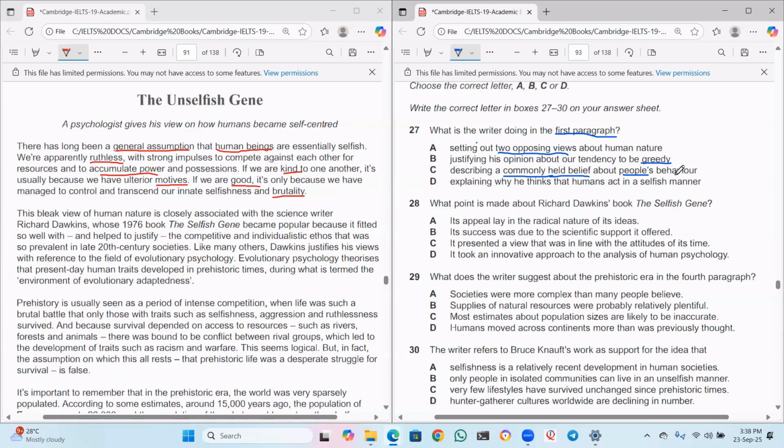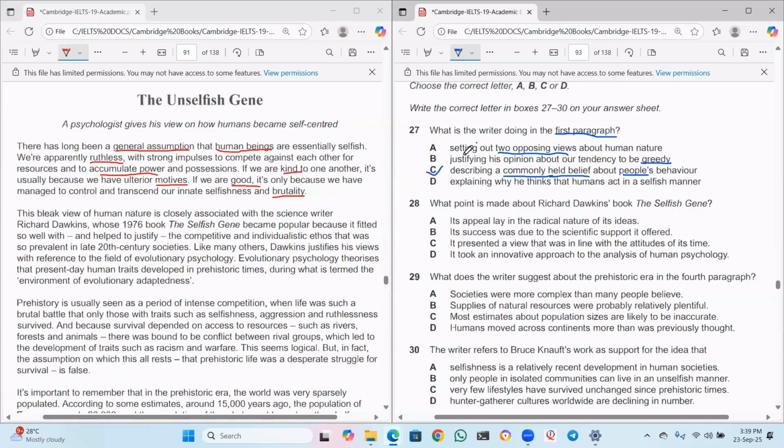He's talking about people's behavior. Here he's talking about being selfish only. We are ruthless and we want to accumulate more power and possessions. If you are kind, it's only because you have some other motives. If you are good, it's only because you can control your selfishness. That's it. So I think C is extremely matching. C is very close.